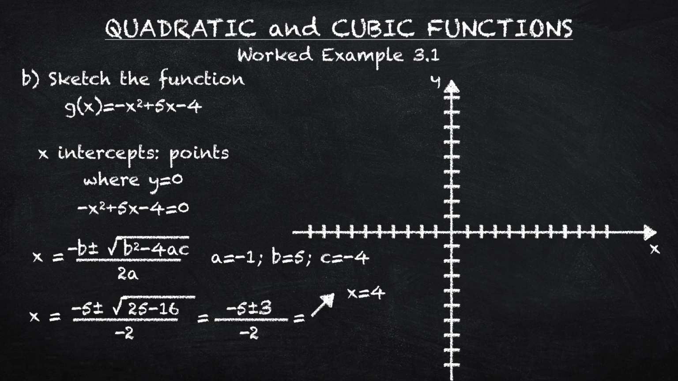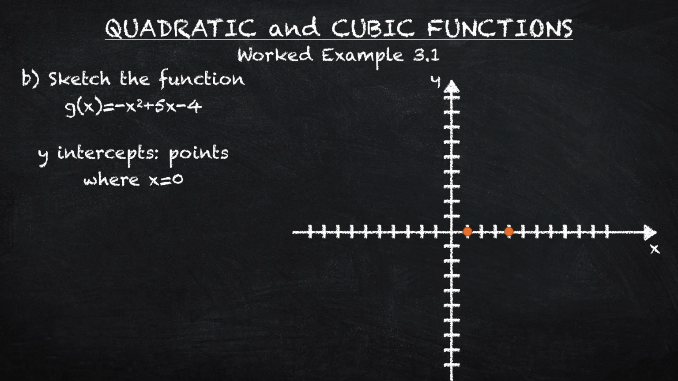The first solution is with the minus, so minus 5 minus 3 is minus 8, which divided by minus 2 is equal to plus 4. And the second solution is minus 5 plus 3, which is minus 2, divided by minus 2, so x is equal to 1. So we have the 2 points where the function intercepts the x-axis, and these are the 2 points here. The function has to pass through these points that we have just written in the Cartesian plane.